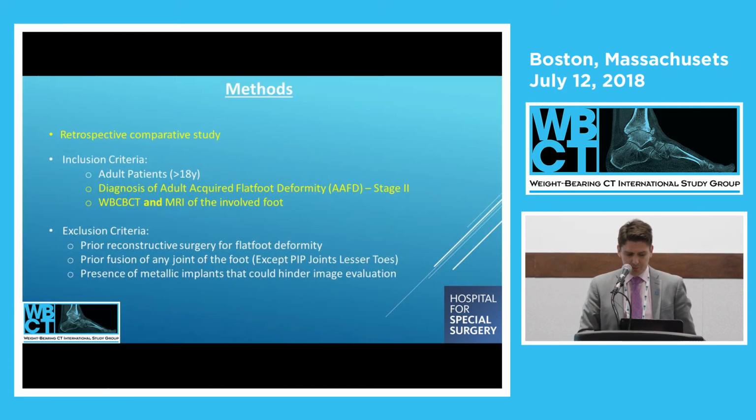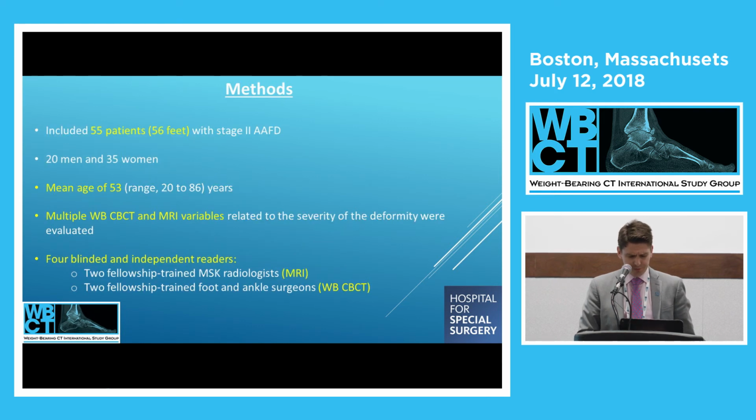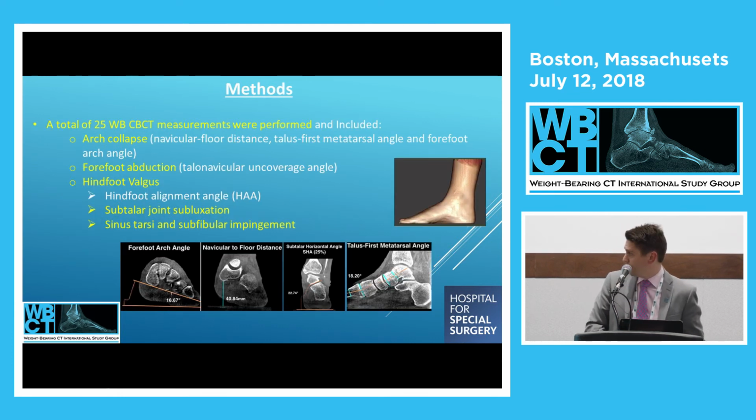So again, a retrospective comparative study. I'm going to go through this quickly; we're not going to have time. 55 patients with a mean age of 53 years. We measured a bunch of variables in the weight-bearing CT. 4 blinded independent readers: 2 fellowship-trained MSK radiologists for the MRIs, and 2 fellowship-trained foot and ankle surgeons for the weight-bearing CT. A total of 25 CBCT measurements were performed, including measurements of arch collapse, forefoot abduction, and hindfoot valgus, especially subtalar joint subluxation, sinus tarsi impingement, and subfibular impingement.